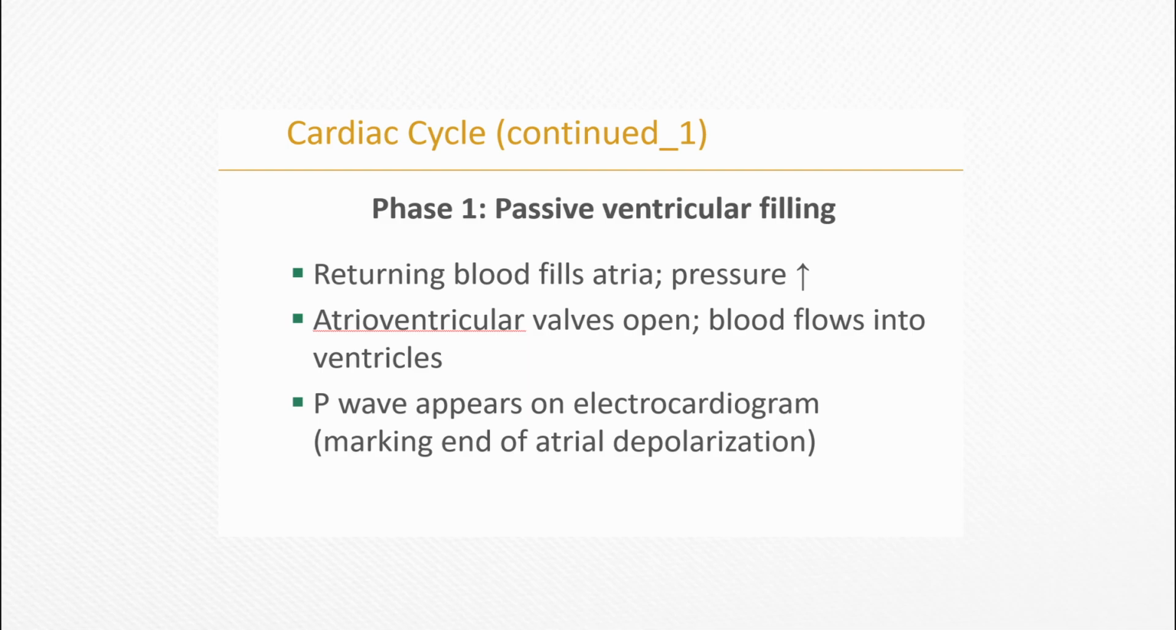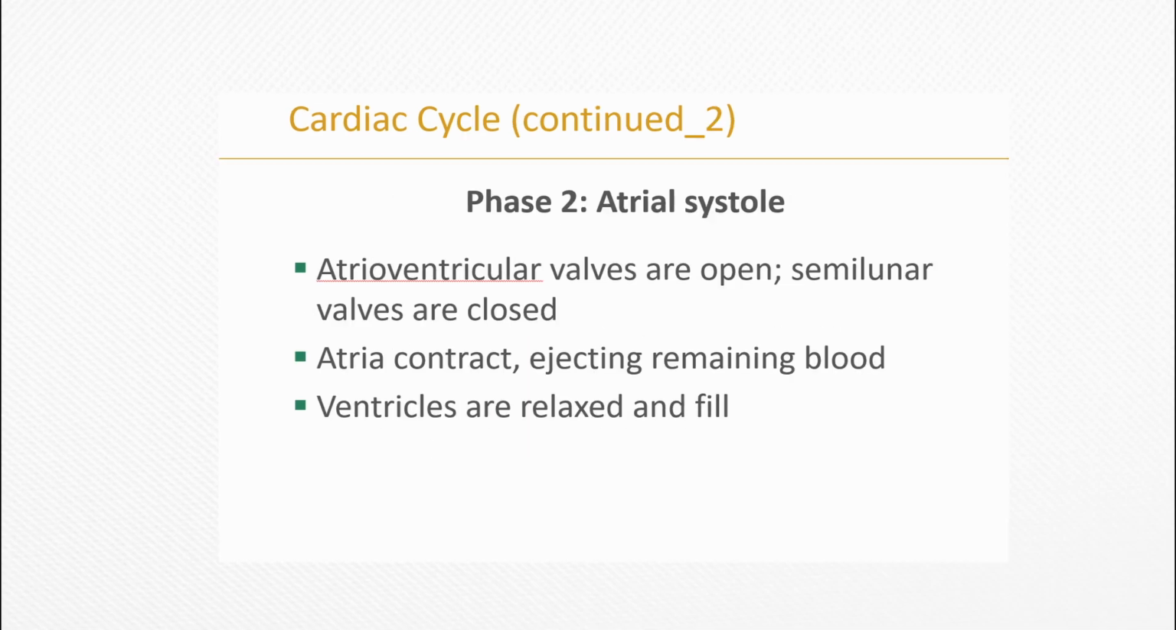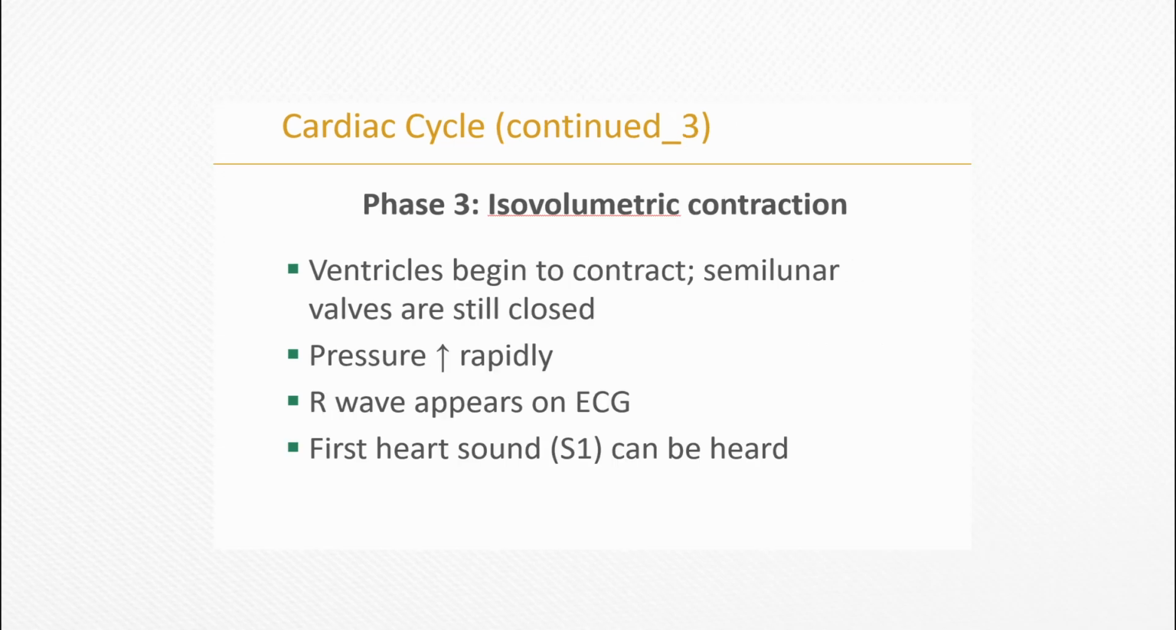The second phase is when you have the AV valves open, semilunar valves closed, and the atria contract, squeezing and ejecting the remaining blood to fill up the ventricles. So phase 3, the ventricles begin to contract. This is that giant wave that we saw before. The pressure goes up dramatically. The R wave appears on the electrocardiogram, and this is where the first heart sound, S1, can be heard. So this is isovolumetric contraction.